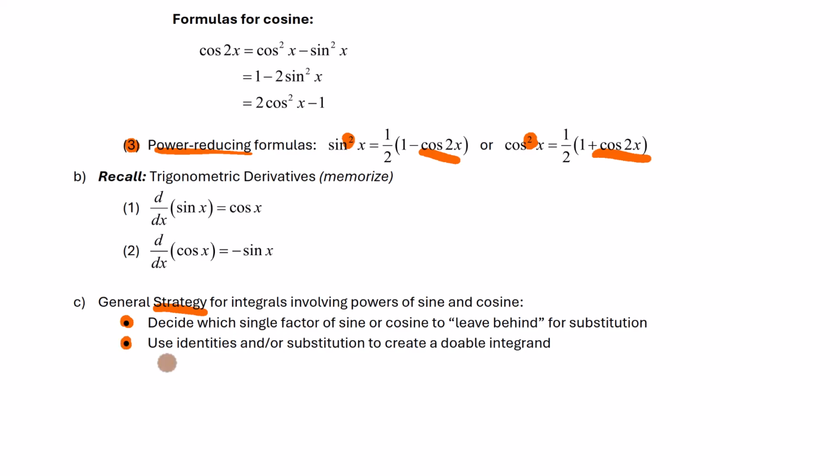Or secondly, we're going to use identities and or substitutions to create a doable integrand. Again, doable is a pretty vague term, but you will see how we're kind of using what we have above, and for instance, substitution methods we already know for integration, to put something more doable in our picture from the problem we have. Again, examples will help, so let's go there next.